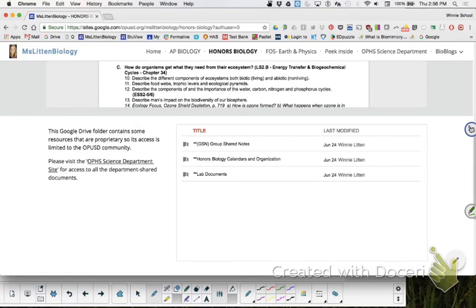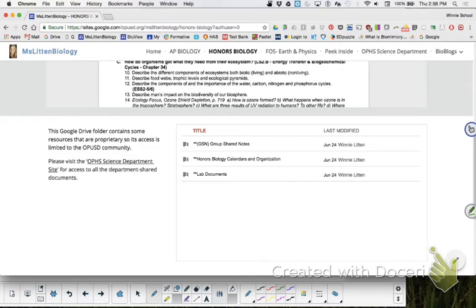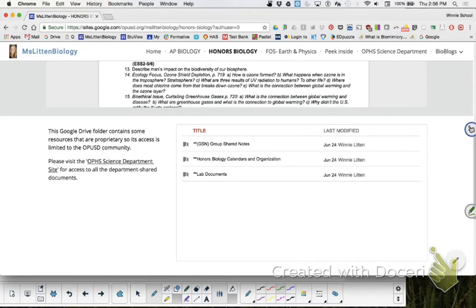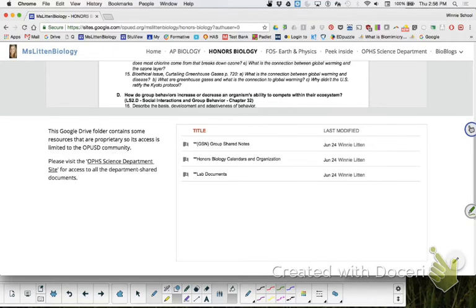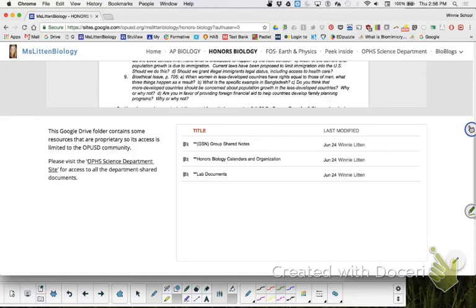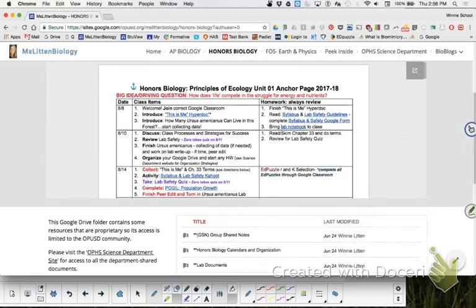Moving on. Okay, chapter 34, describe the different components of an ecosystem, biotic and abiotic. Describe food webs, trophic levels, and ecological pyramids. Have we done that? Yes. Okay, describe the components of and the importance of the water cycles, we're going to review those. And right underneath it, ecology focus, ozone shield depletion. Page 7. How is ozone formed? You see where it is? Right there on your calendar. Okay. Calendar has dates and what we do.